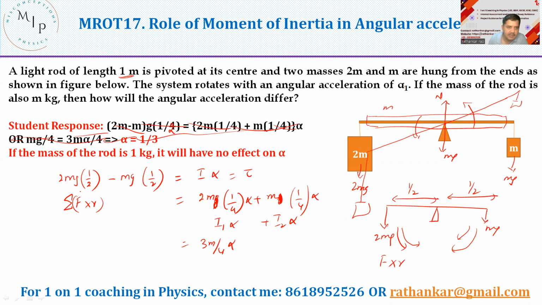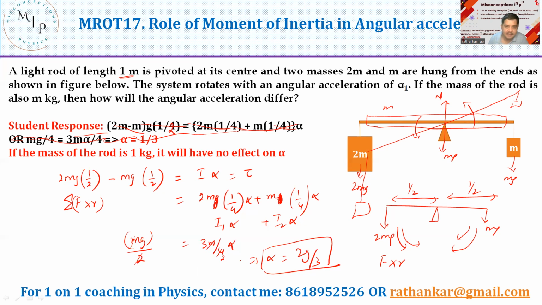Now what is here? You have 2mg minus mg divided by 2. 2mg minus mg should be mg, so mg into half. This is what we get. So the 2s cancel, and this m and m also go away. This implies alpha should be equal to, this 2 goes upwards, 3 comes downwards, 2g by 3. So alpha should be equal to 2g by 3. This is what you should get.